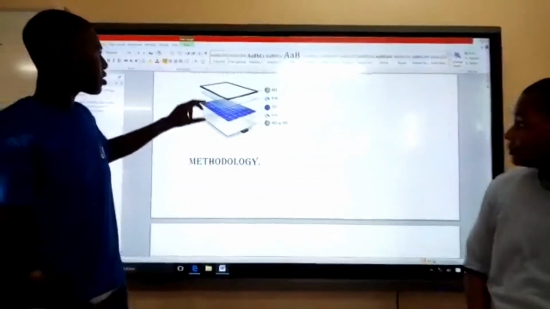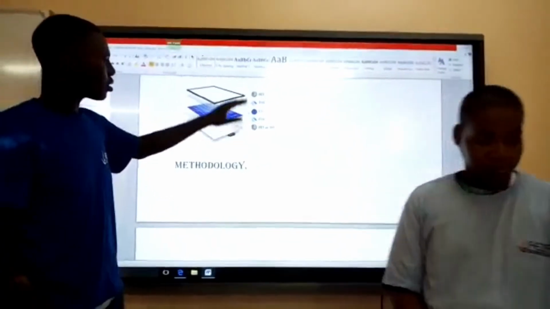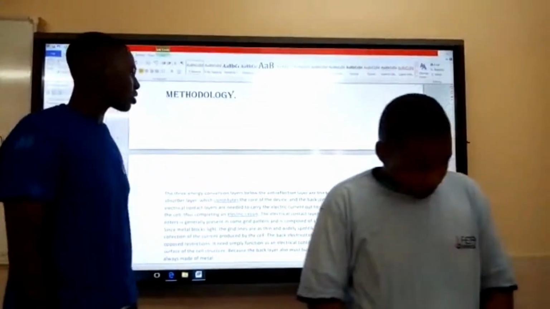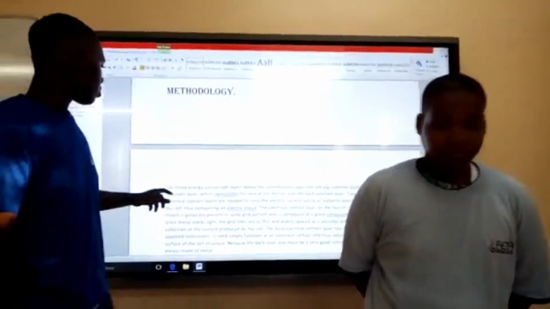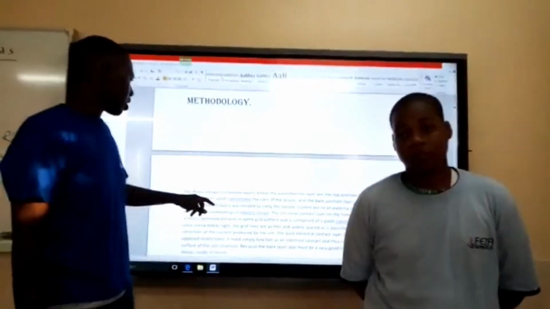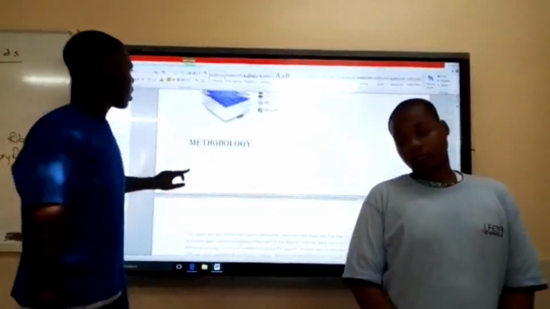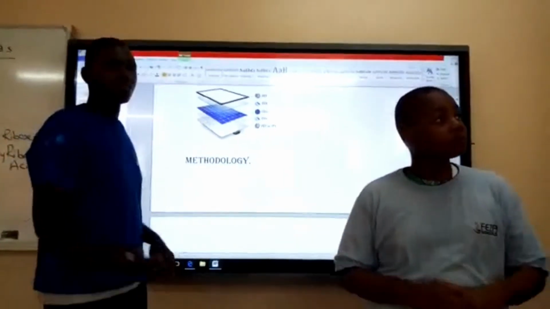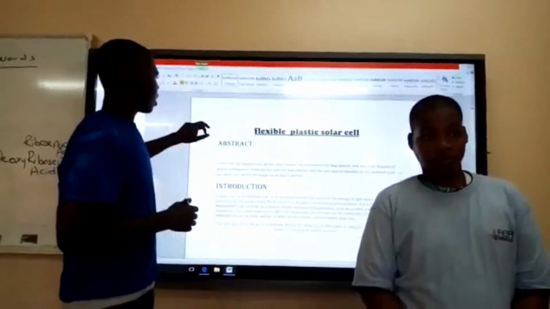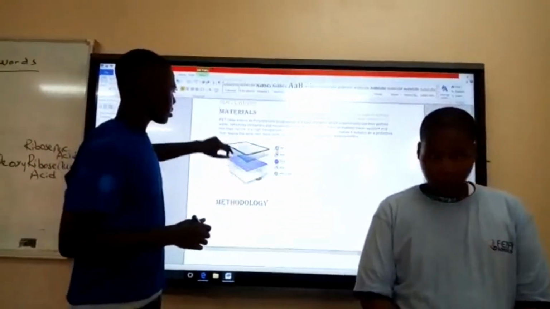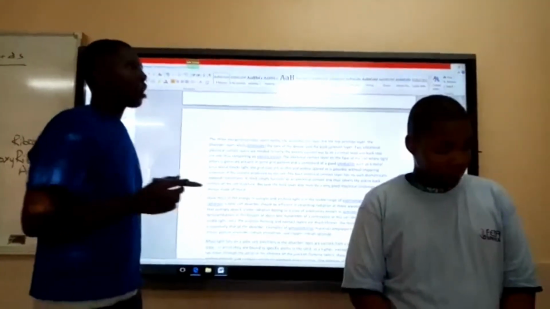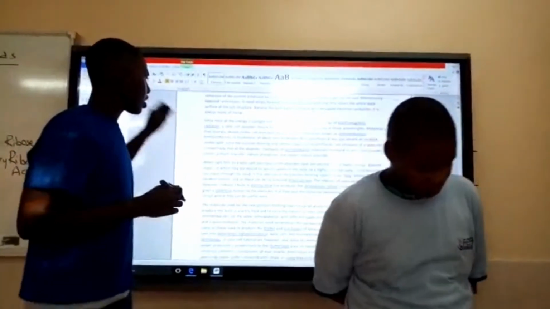As you have seen from this illustration, we have the solar cells in the middle, which form three layers. The three energy conversion layers are the anti-reflection layer at the top, the junction layer, the absorber layer, which constitutes the core of the device, and the back junction layer. Two additional electric contact layers are needed to carry the electric current. As you can see from the illustration, the EVA improves the absorption of solar energy from the sun, and these cells, which have electrons in random motion, absorb the energy and create current.